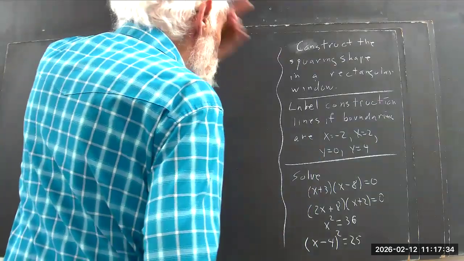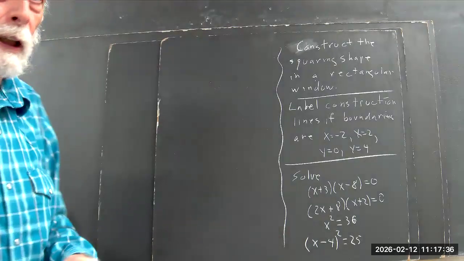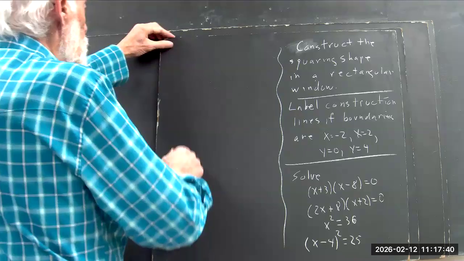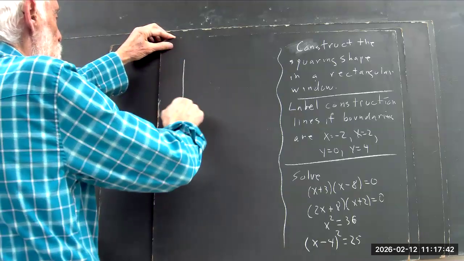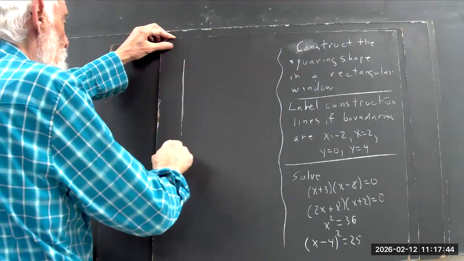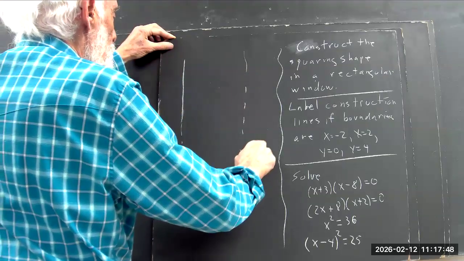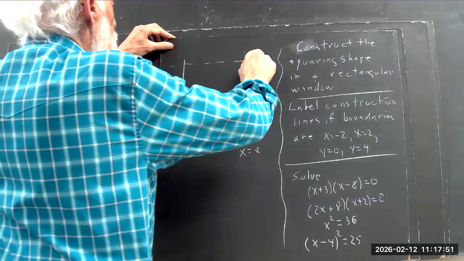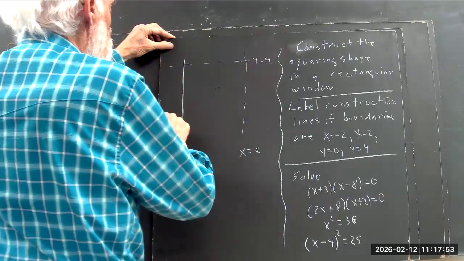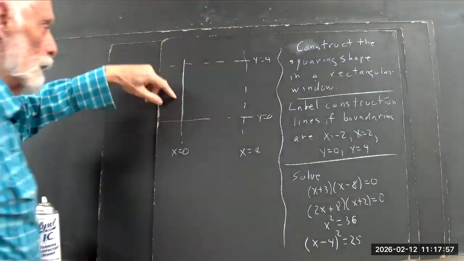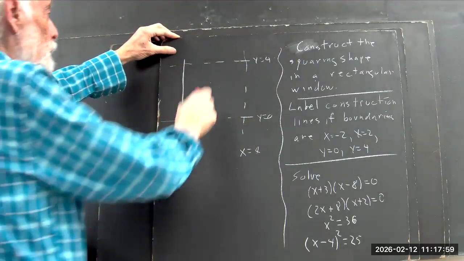Okay, so just kind of reviewing some of the stuff we did last time. Square and shape. So there are my four boundary lines. Everybody knows those.